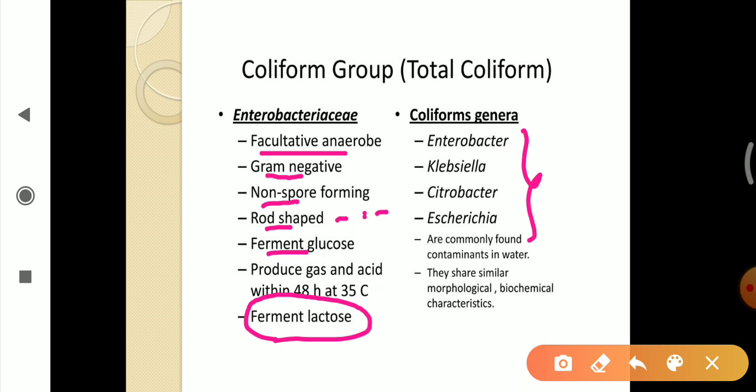And the Eijkman test, or we can say the elevated temperature test, is usually for the fecal coliform test. In this we check whether fecal coliform is present or not in the water sample. For that we take a tube, either BGLB broth or MacConkey lactose bile broth, any one we can take, and we observe the acid and gas production by incubating those tubes at 45 degrees Celsius.